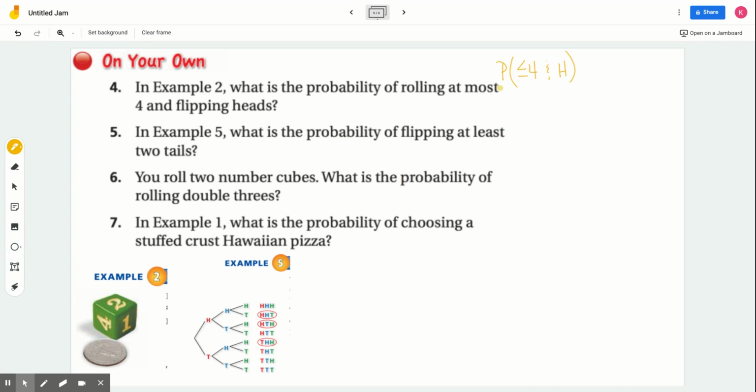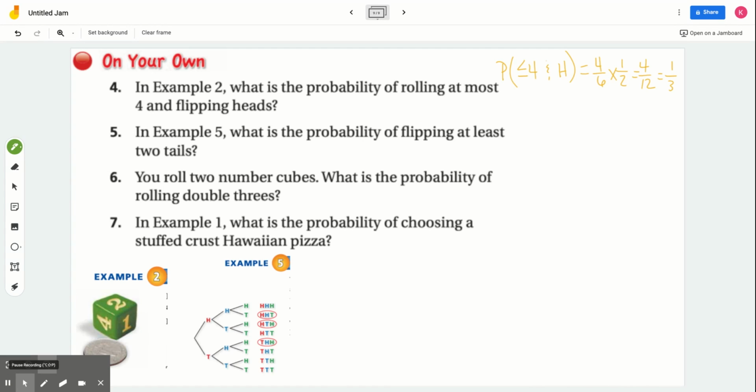If we think about this, we know that at most a 4 on a die, which has 6 numbers, so 1, 2, 3, and 4 out of 6, times flipping heads. Well, there are 2 sides to the coin and 1 is heads, so 1 out of 2. And we can multiply. 4 times 1 is 4 and 6 times 2 is 12. And then we would want to reduce. So the probability of this happening is 1 out of 3.